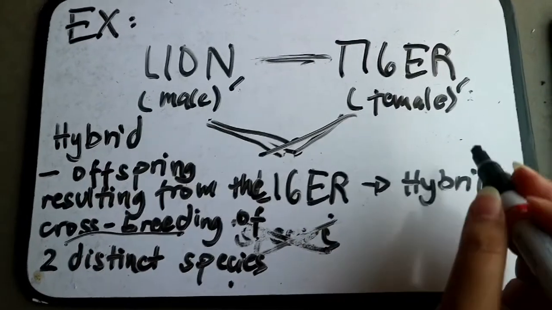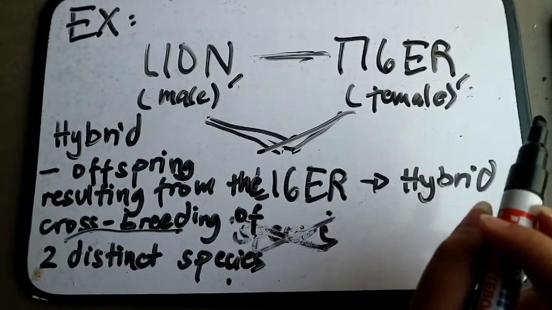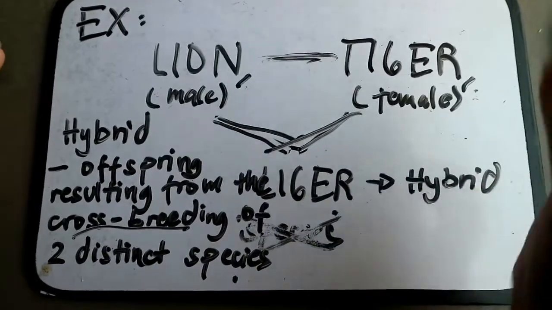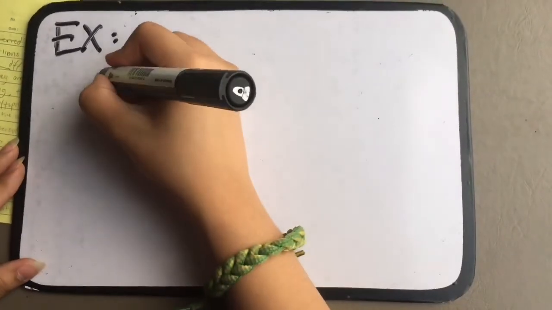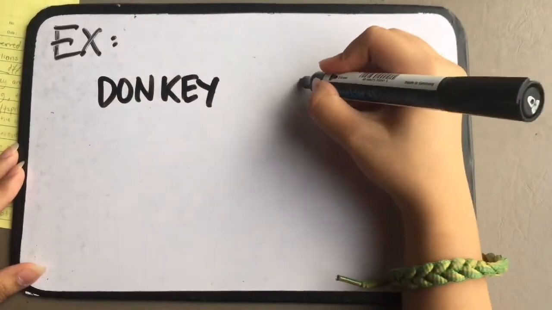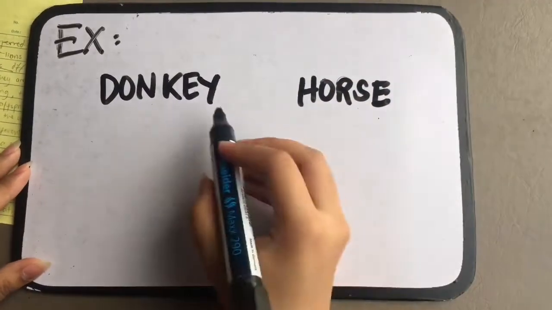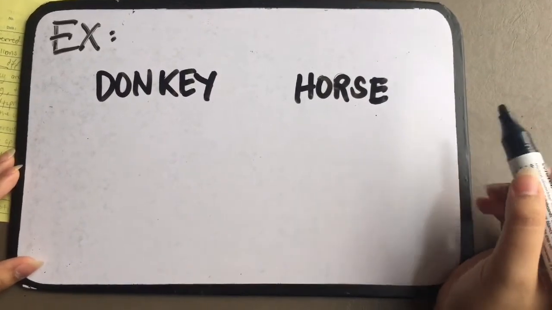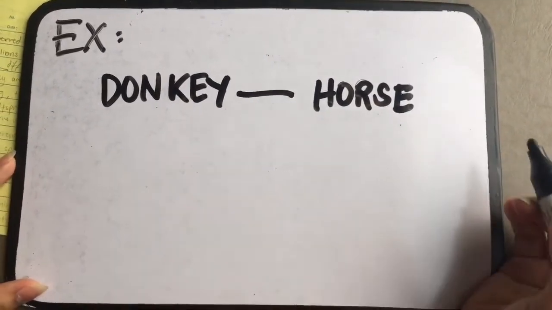So for us to determine that it is a different species is not about how two species have similarities in appearance and behavior. Take as an example the donkey and the horse. A donkey and a horse have similarities in appearance and behavior, but once they interbreed with each other, they produce a different kind of offspring.